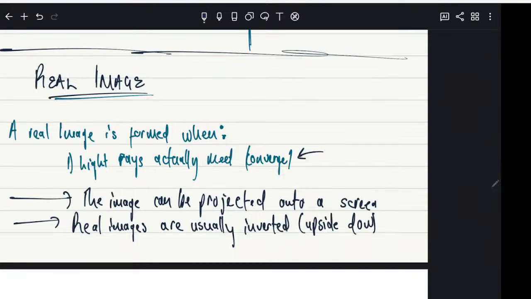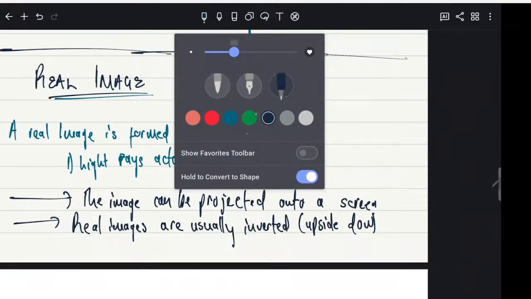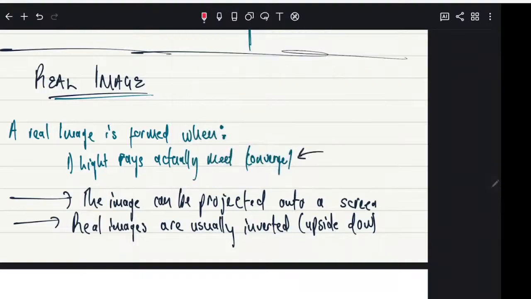So, sir, what's a real image? If somebody asks me, what's the difference between a real image and a virtual image? You say, in a real image, the rays actually come together. So the image is real because the rays are coming together. The image is there. Rays are there. They are meeting. It's true. There is something there. That's what we mean by a real image.